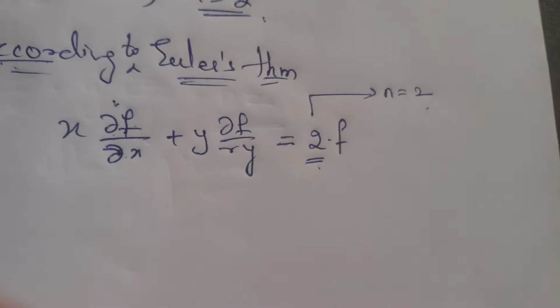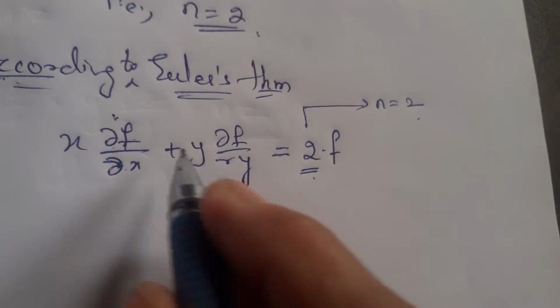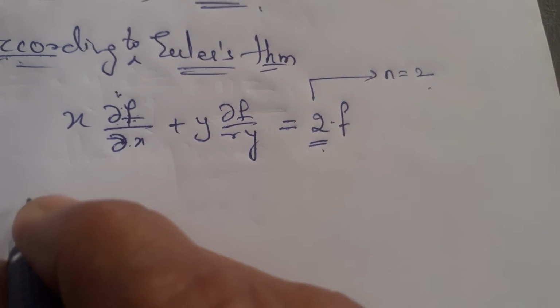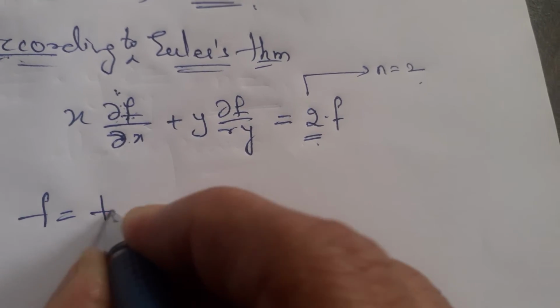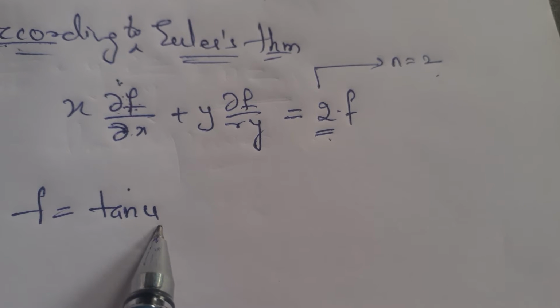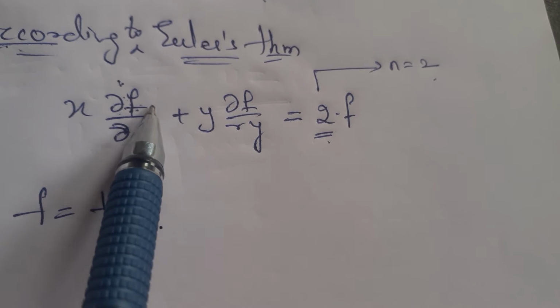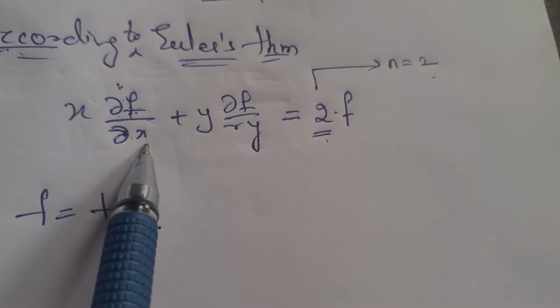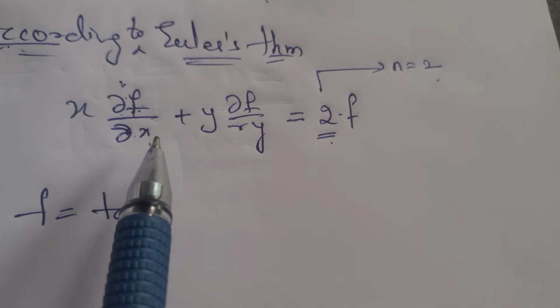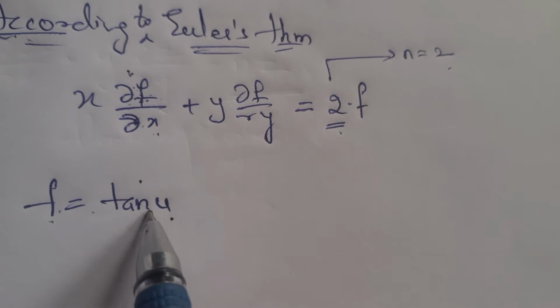Now after that, what do we have to do? What is our function f? f is nothing but tan u. Now listen. We have to take ∂f/∂x, that is, differentiate our function with respect to x. But our function is f equals tan u.